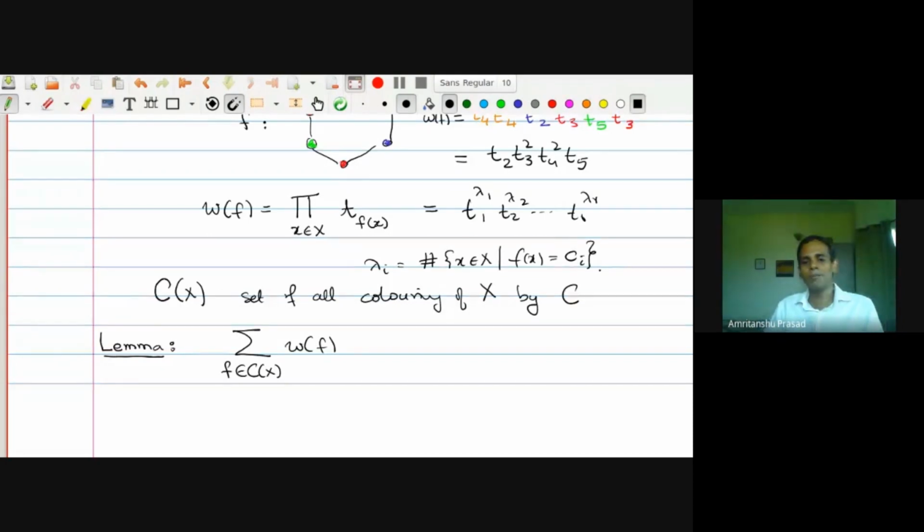So generating function, you have some set and the elements have weights, and then the generating function is just the sum over the set of the weights of the elements in that set. And this is T1 plus, I'm assuming that here there are r colors, T1 plus ... plus Tr, raised to the power size of X. And well, the proof is just about looking at how you expand this product.